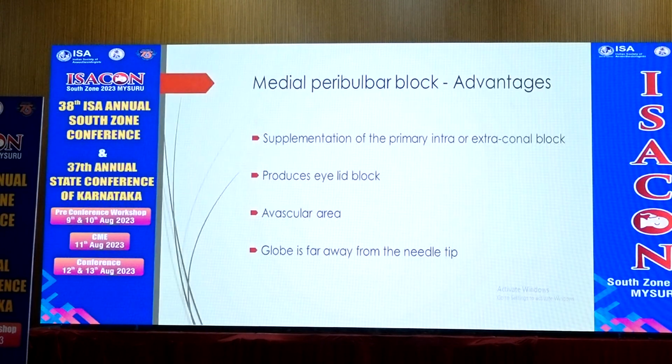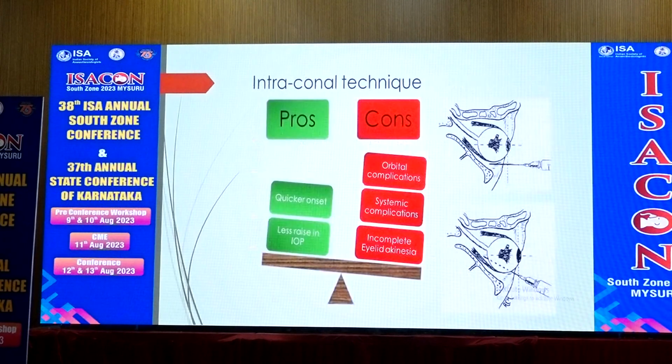What are the advantages? Apart from acting as a supplementation to the primary block, it produces a nice eyelid block also. You can see the upper eyelid drooping down if we are giving in the right plane. And moreover, it is a nice avascular area. The globe is far away from the needle here, and it is just a half-inch needle.